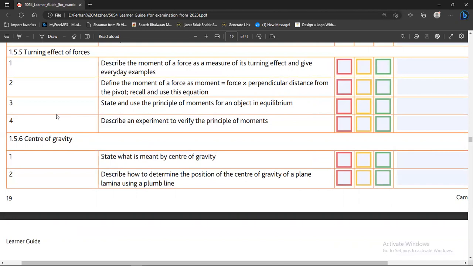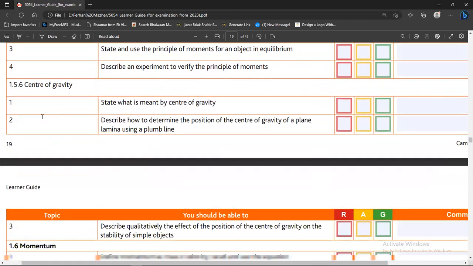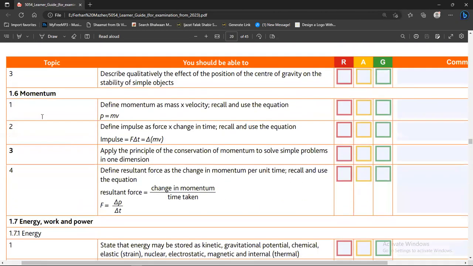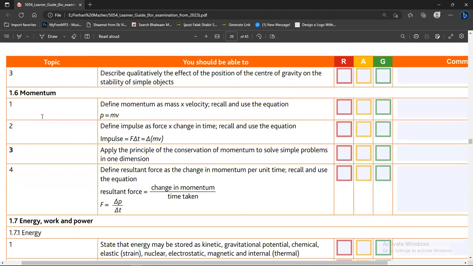The next topic is center of gravity. State what is meant by center of gravity. Describe how to determine the position of the center of gravity of a plane lamina using a plumb line. You should be able to describe qualitatively the effect of the position of the center of gravity on the stability of simple objects.